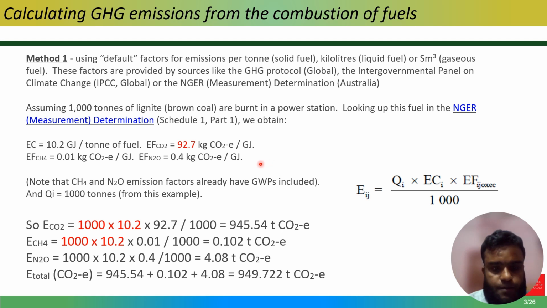Alright. Now let us calculate the emissions from burning 1 ton of lignite. Emission of CO2: the amount of fuel, which you can see in the equations on the right-hand side, Q_i is the amount of fuel, EC is the energy content. So the amount of fuel is 1000, and 10.2 is the energy content.